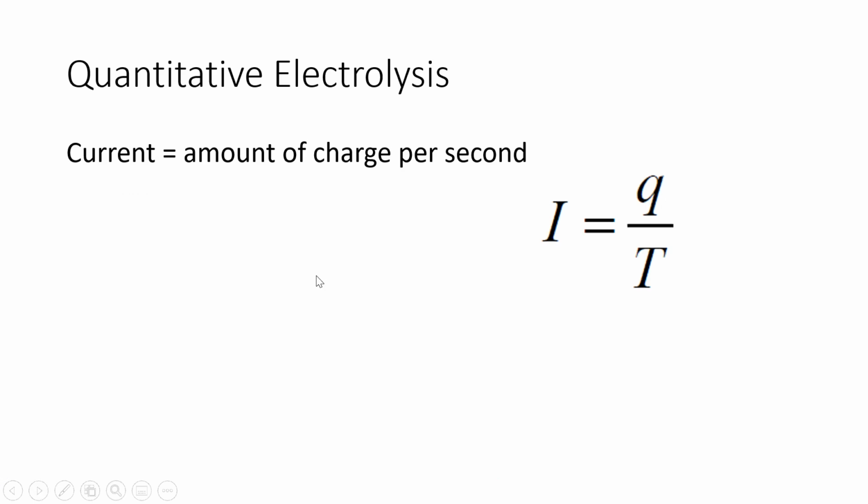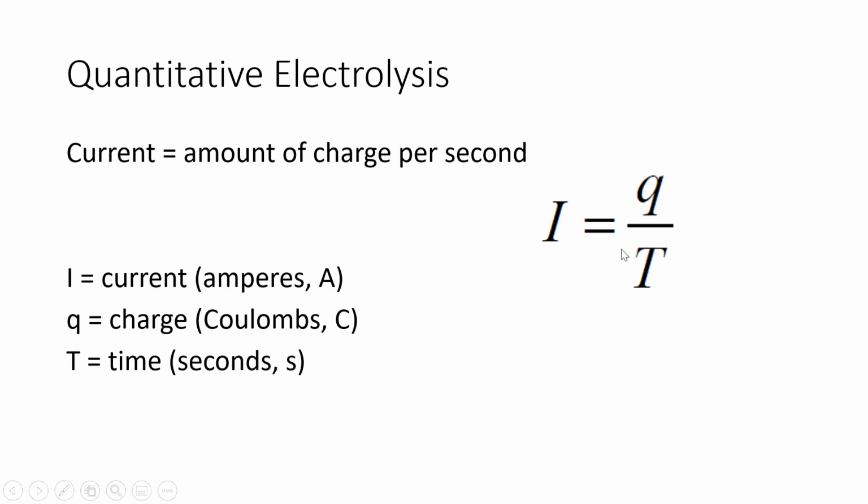Okay, so let's dig into this equation right here, I equals Q over T. This is an equation that describes current. The current is the amount of charge per second. And again, this is given on your equation sheet. You don't need to memorize it. And the current we measure in amperes, which we use the symbol A. You might see this referred to as amps. So that's the amount of current.